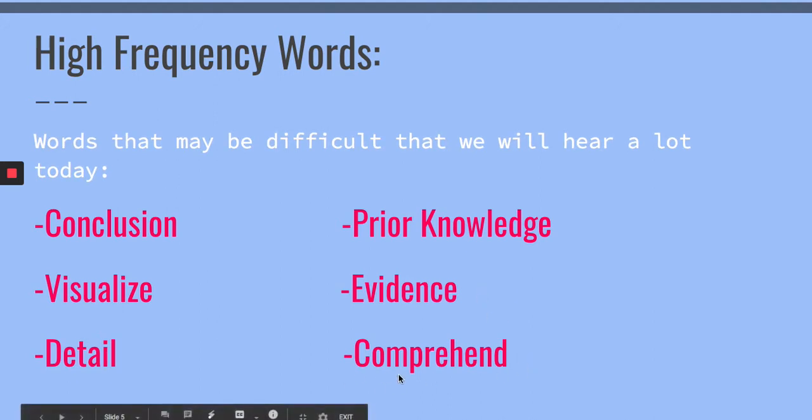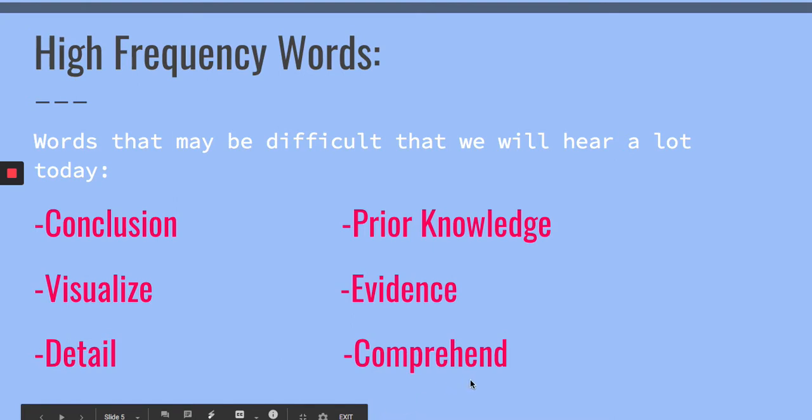And last one is comprehend. Comprehend is what we are teaching in my class all the time. That's when we read a story and we're able to tell what the story was about and what we learned. So that way we're not just reading for no reason, we're making sure we're actually learning something. That's comprehend.